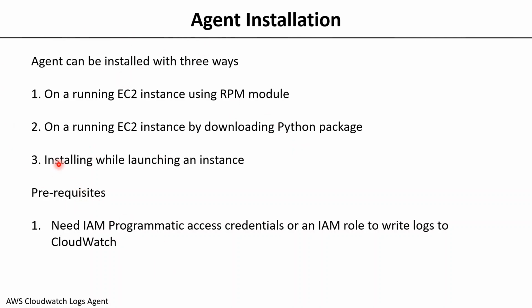The third way is this. These first two methodologies are for existing running EC2s. What if I want to make the agent installation part of an EC2 as it is launching? That is the third method. During the launch itself, using the user script, you can put in code that installs this agent during the launch of an EC2. Maybe you have an auto scaling group, and whenever the EC2s are launching, you want to make this agent part of it. You can do that by using the third methodology.